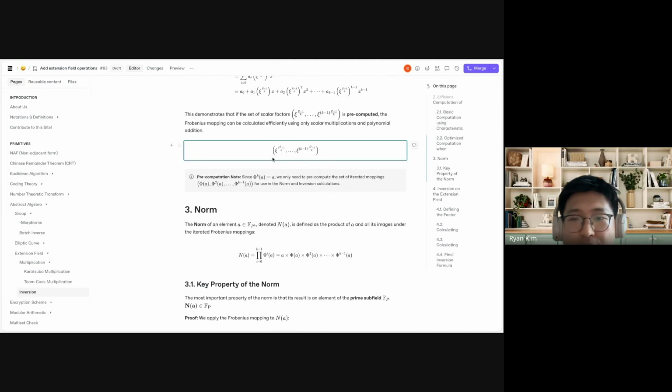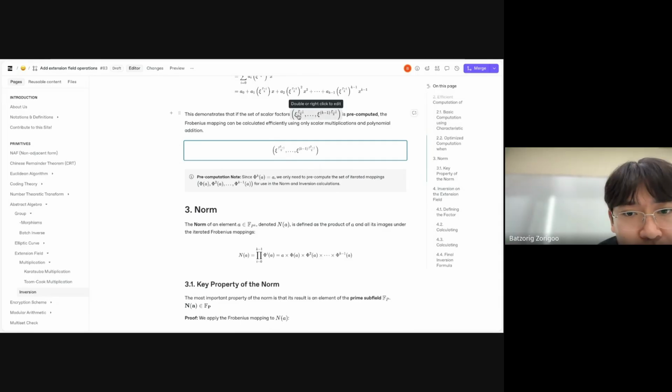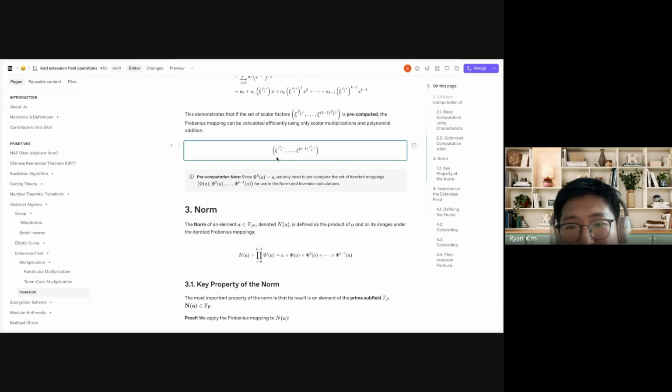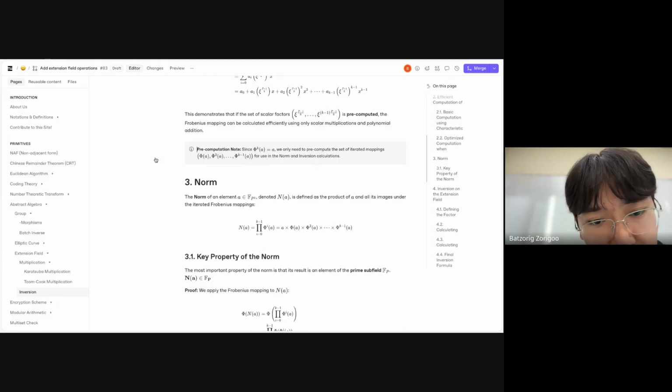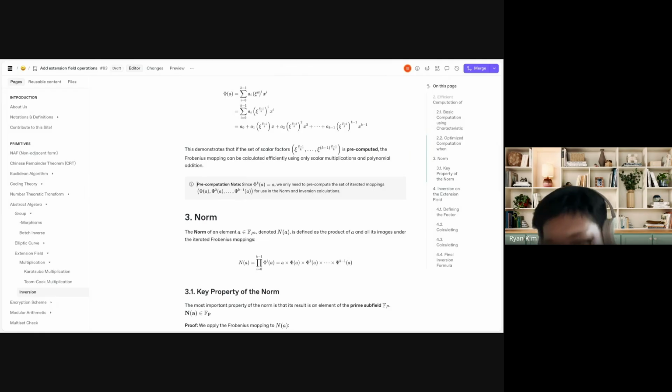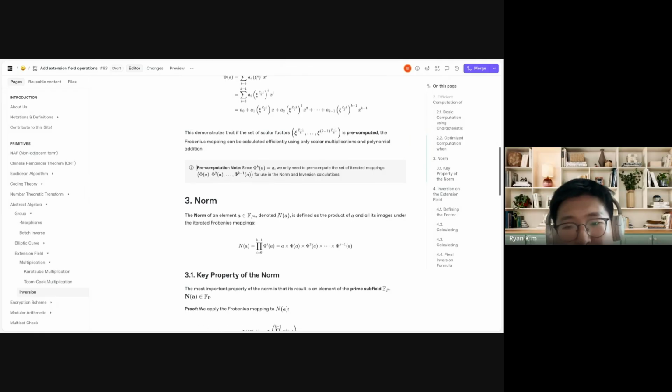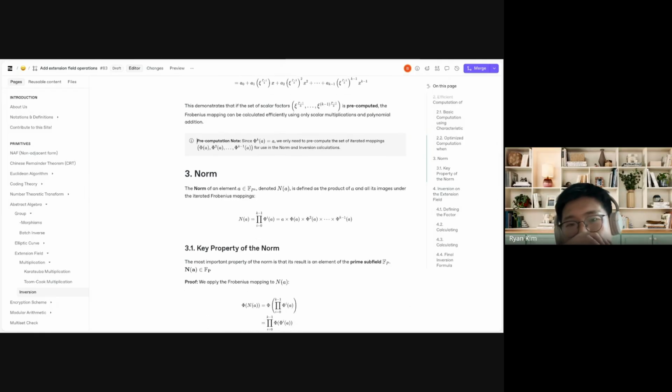So you need to compute something like xi to the (p minus 1) over k, xi to the (p square minus 1) over k, or something like that, up to k times. But they will also be pre-computed, right? Yes. Okay. All of them are pre-computed. And the interesting property that the Frobenius mapping has is the norm.